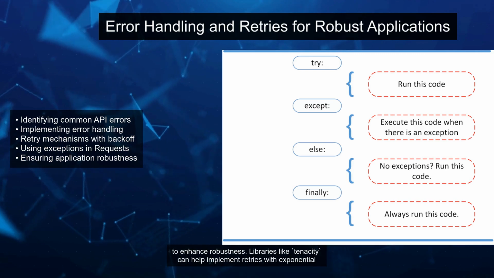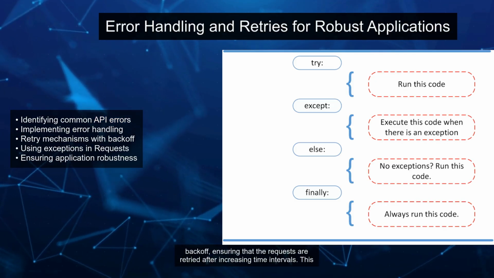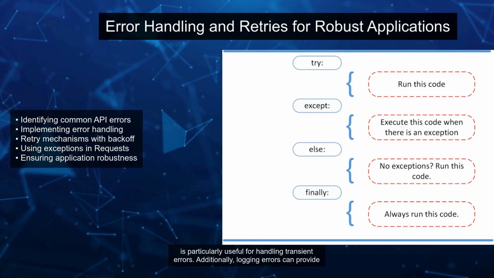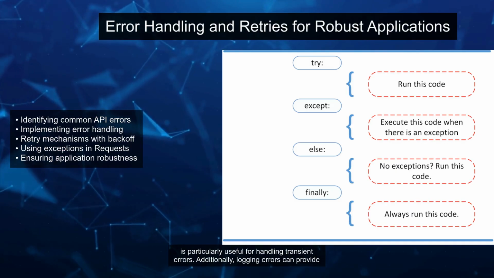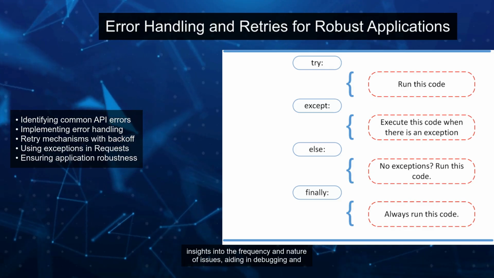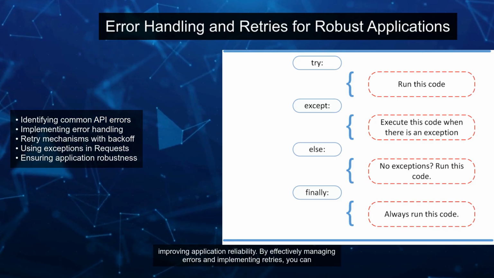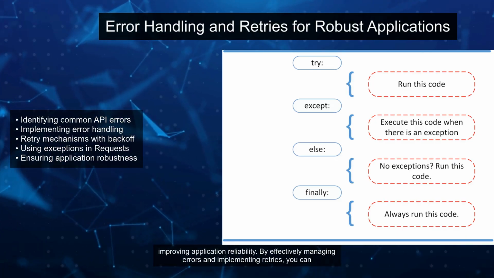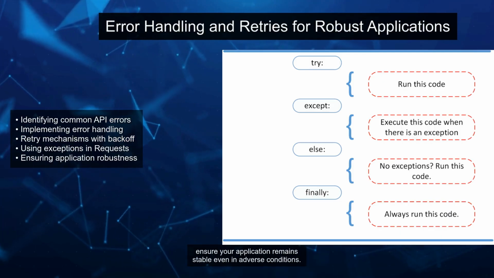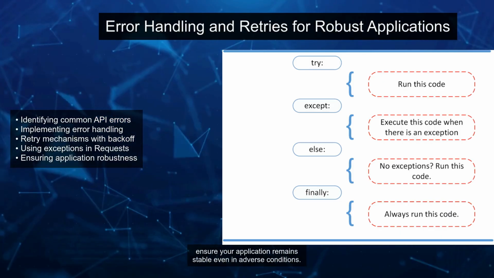Libraries like Tenacity can help implement retries with exponential backoff, ensuring that the requests are retried after increasing time intervals. This is particularly useful for handling transient errors. Additionally, logging errors can provide insights into the frequency and nature of issues, aiding in debugging and improving application reliability. By effectively managing errors and implementing retries, you can ensure your application remains stable even in adverse conditions.